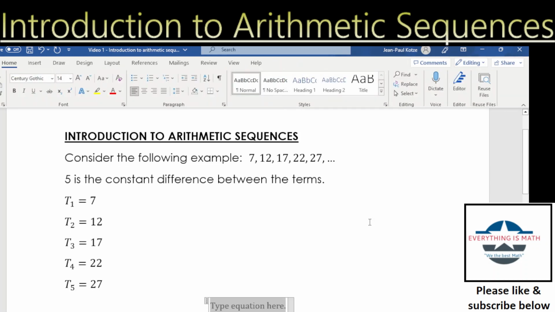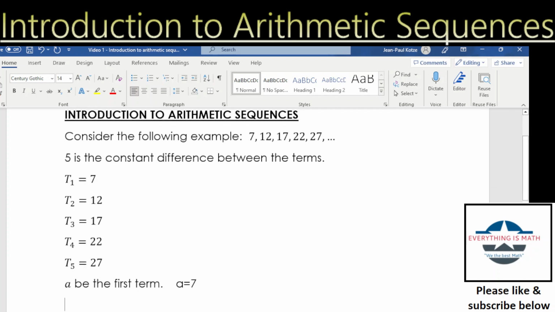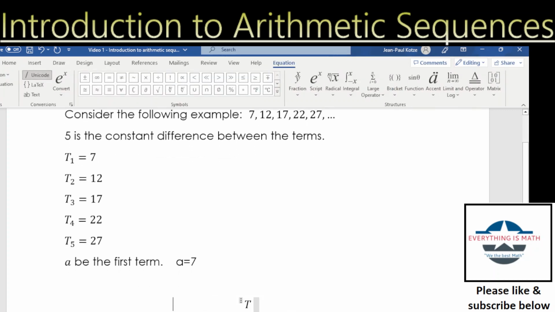Okay, so I'm going to let the letter a be the first term. So what is the first number in that pattern? 7. So then a equals 7. So I'm going to write a equals 7, but not capital A, little a. Is this algebra? It's kind of like algebra.